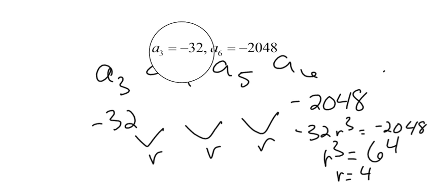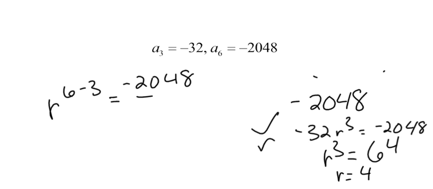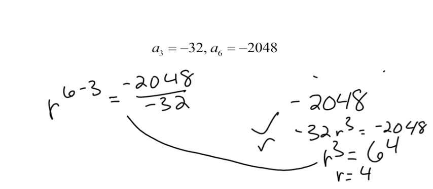The other way to do this problem would be to say that our common ratio raised to the 6 minus 3 power, how many ratios we have multiplied, is equal to negative 2048 over negative 32. Which brings us straight back to the problem right here, and we get the exact same common ratio. We would use that common ratio and one of these terms to write the rule for our geometric sequence.